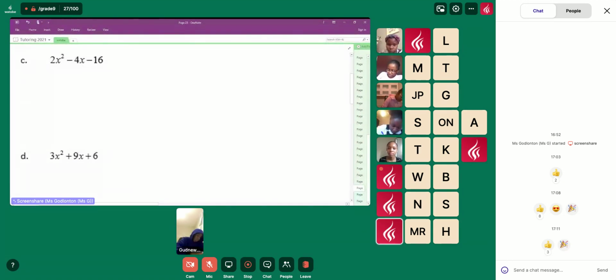Okay, let's move on to C. Okay, I'm going to put 2 up here for those of you who are finding these nice and easy. You can do both in a row.